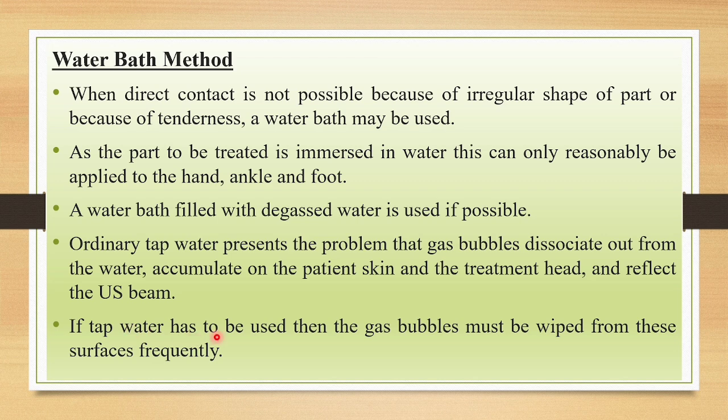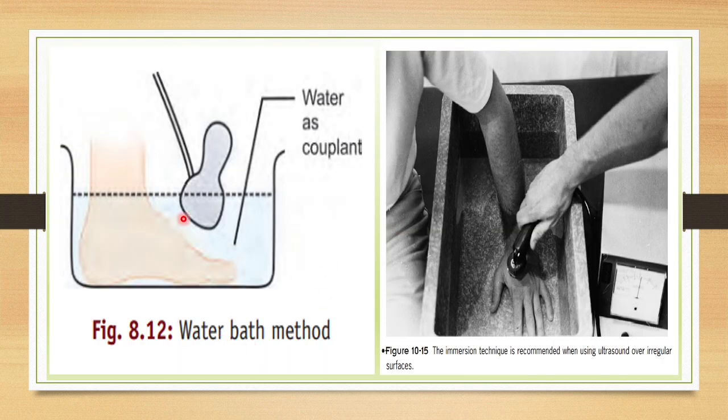So if tap water has to be used, then gas bubbles must be wiped from these surfaces frequently. If we don't have any degassed water, we can use ordinary tap water, but we need to frequently wipe off these gas bubbles or air bubbles from the surfaces. This water bath method can be used for your foot, your ankle, your hands, and all those surfaces which are irregular in shape.